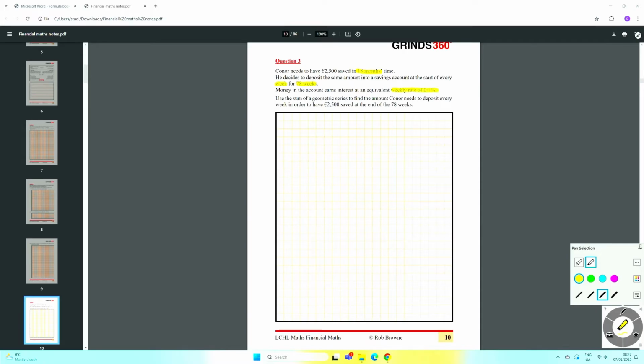Okay, that's fine. So he's saving every week for 78 weeks, and we have the weekly rate of 0.1%, so there's no problem there at all. We've got the time in weeks and the weekly rate. That's perfectly okay. And it says use the sum of a geometric series to find the amount Connor needs to deposit every week to have the 2,500 saved at the end of that time. So how much does Connor need to put away every week to make that happen?